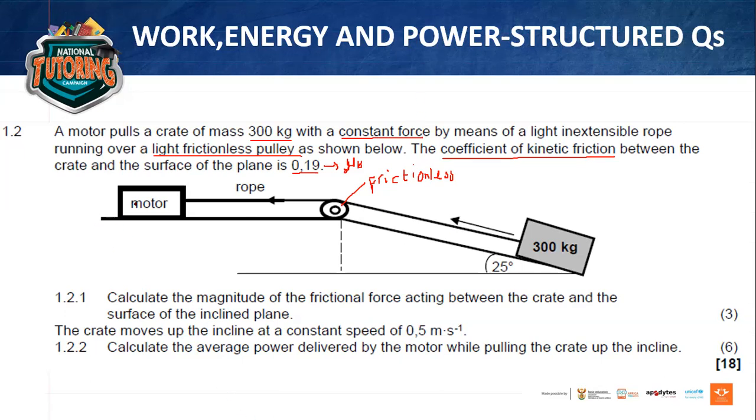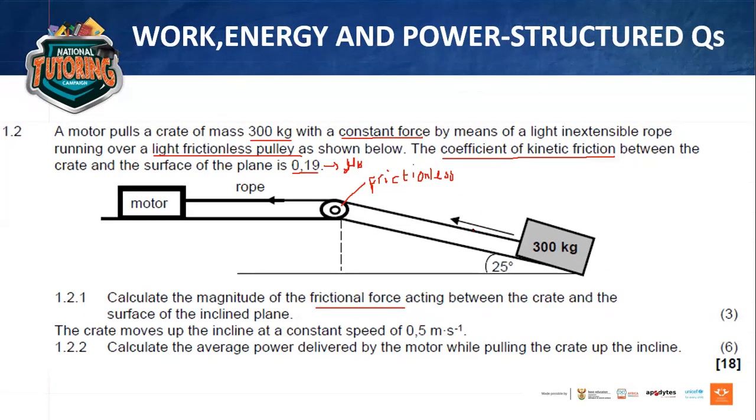Okay, there's our diagram. We have our motor. There's a rope, which is a light, inextensible rope, and it is pulling the crate. And the mass of the crate is 300 kilograms. There's the incline, and the incline makes an angle of 25 degrees with the horizontal. Now we want the magnitude of the frictional force acting between the crate and the surface of the inclined plane.